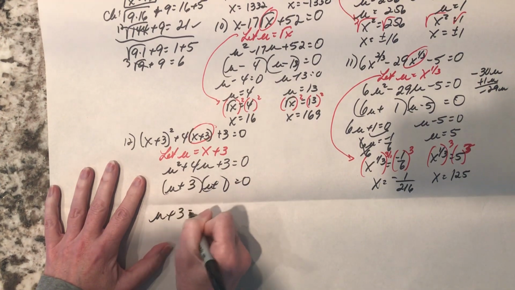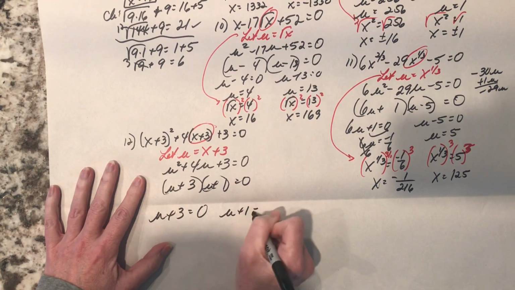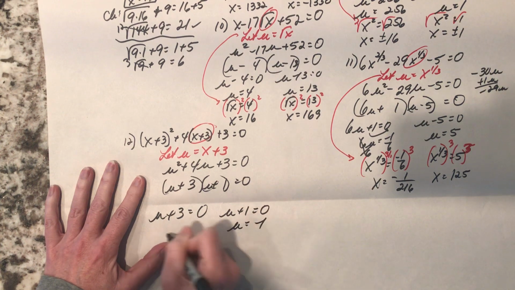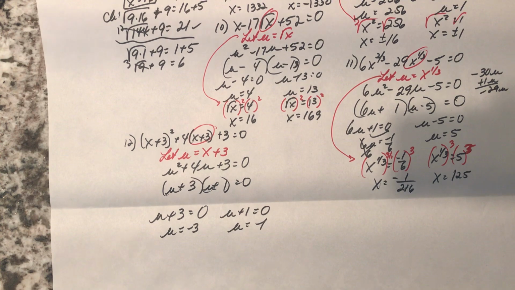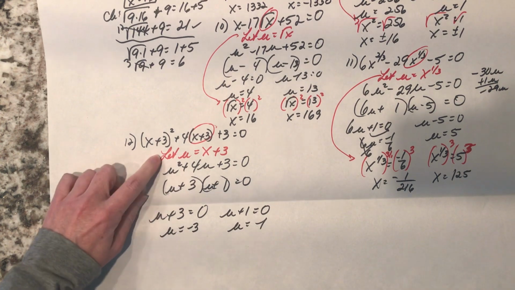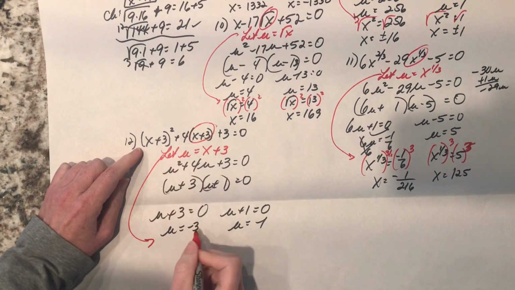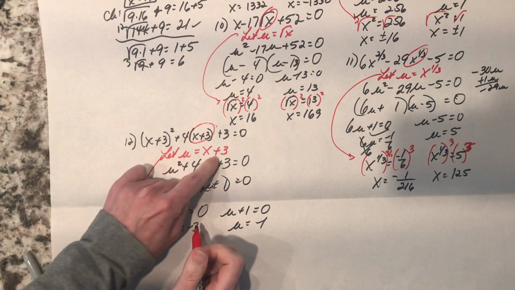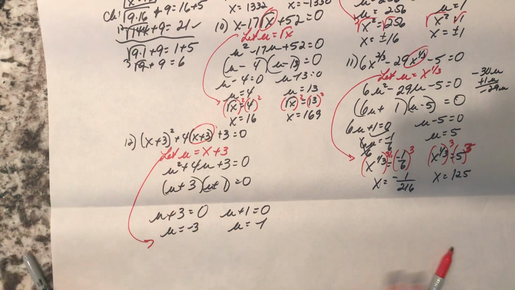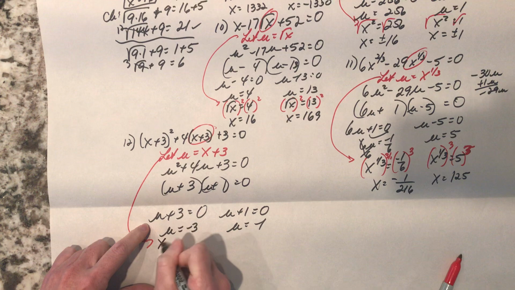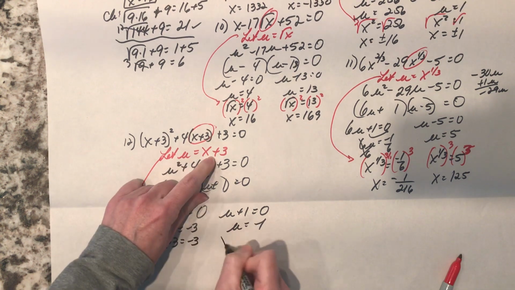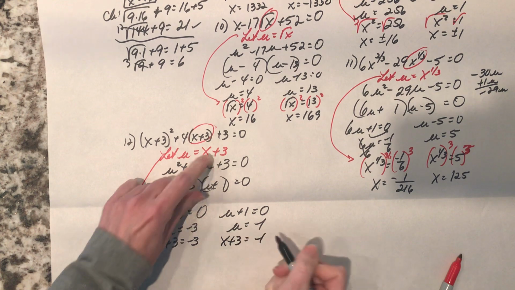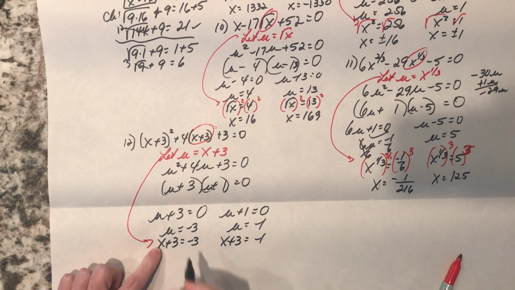So mu plus 3 equals 0. Mu plus 1 equals 0. We're doing the same thing, different ways. Now you've got a problem. You look like you're done, but this is a problem about x's. So bring this back down here, and in place of mu, put an x plus 3. So we've got x plus 3 equals negative 3, and x plus 3 equals negative 1. Get x by itself.